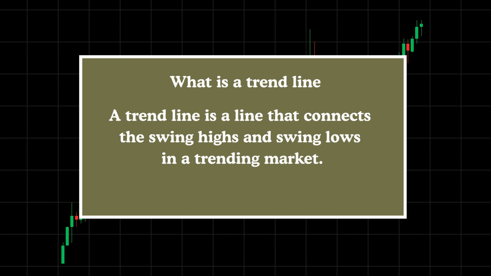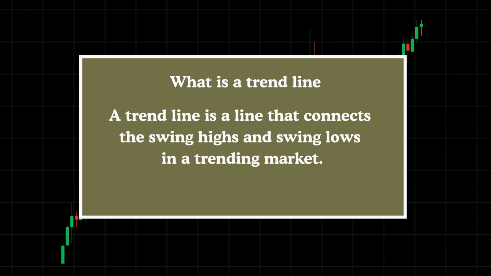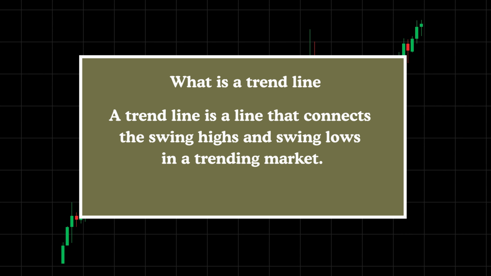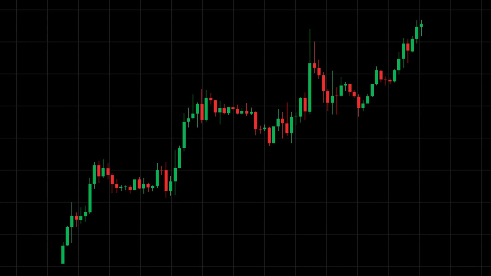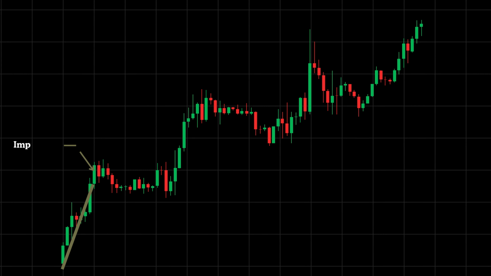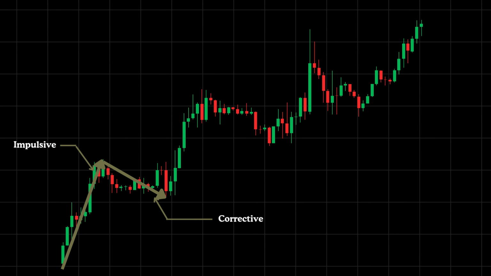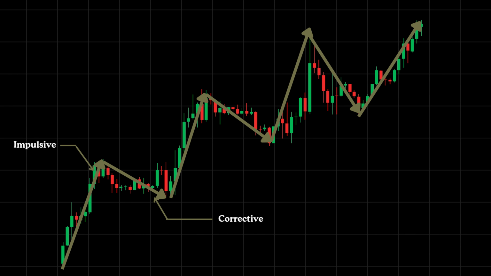So first, what is a trend line? A trend line is a line that connects the swing highs and swing lows in a trending market. Here, we have a clear uptrend, an impulsive move followed by a corrective move, then impulsive, corrective, and so on.